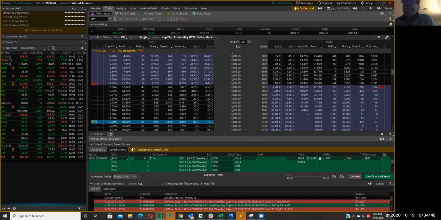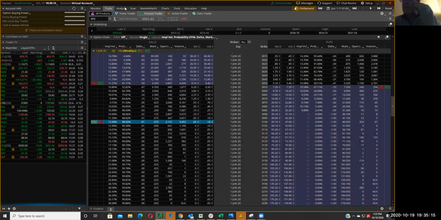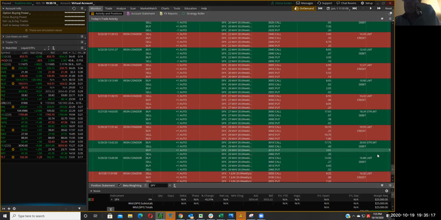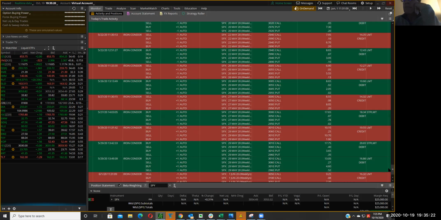So I'm going to right click on that and click on create opposite order. Then I'm going to get my calculator out and take $16.32 and subtract $1.95, and that's $14.37. That's my profit target. So I'm going to change this price here to $14.37, and then click confirm and send. That creates an order that if it goes down to $14.37, I'd buy it back.